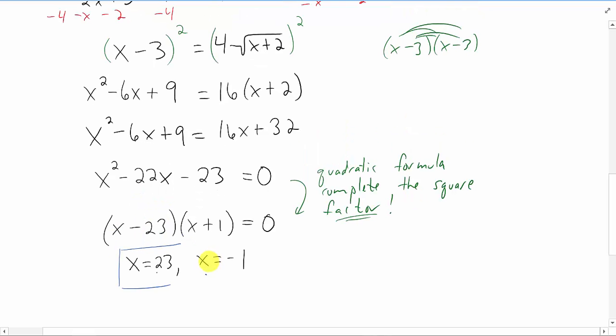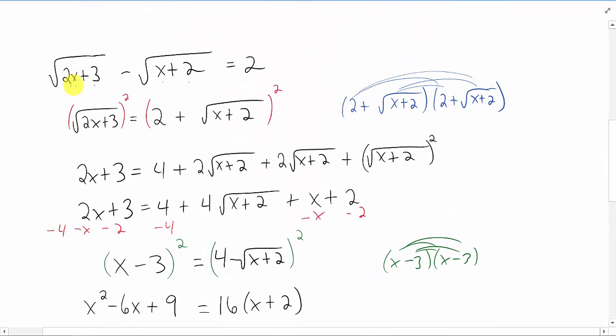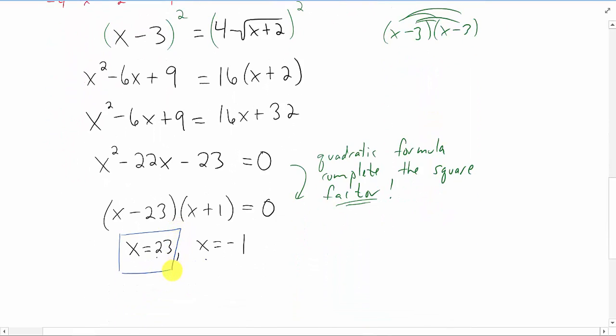That is correct. How about x equals negative 1? If I plug x equals negative 1 in up here, I'm getting the square root of 1 minus the square root of 1 equals 2. That is not true. So feel free to check those answers on the side if you'd like. But if you do, you're going to find that x equals 23 is a solution, but x equals negative 1 is not a solution. So we have our answer, x equals 23. Let's do one more problem.